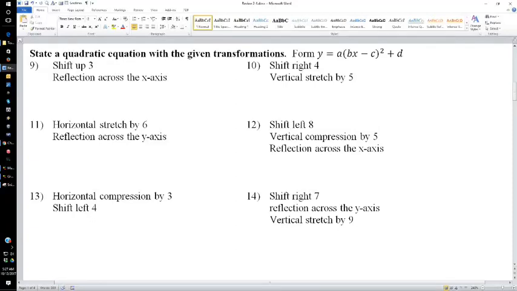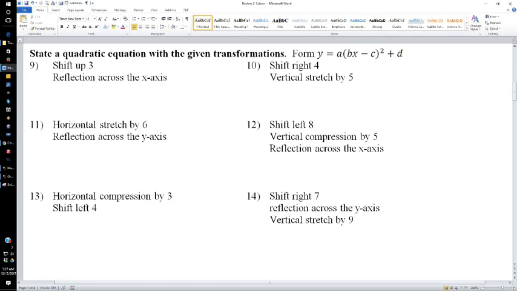Alright, numbers 9 through 14. Basically, state the quadratic equation with the given transformations. We give you the form right here, so it's going to have the little squared. That's what makes it a quadratic. But your best bet with this is to identify: is that an A, a B, a C, or a D? And then make the appropriate connections.